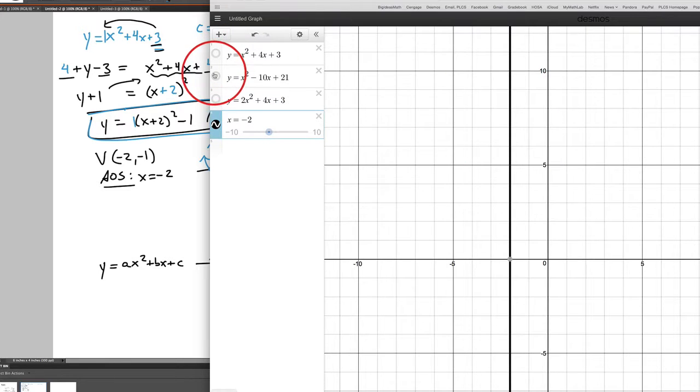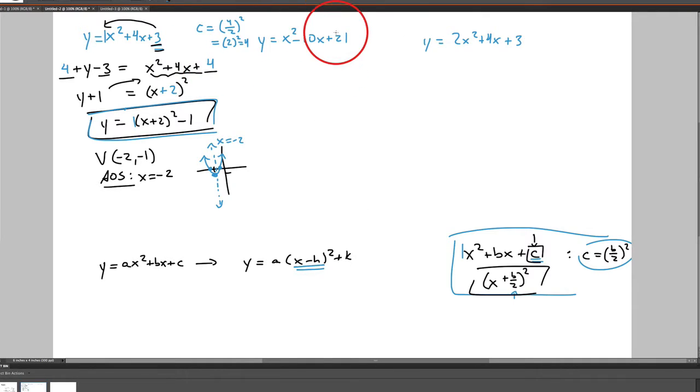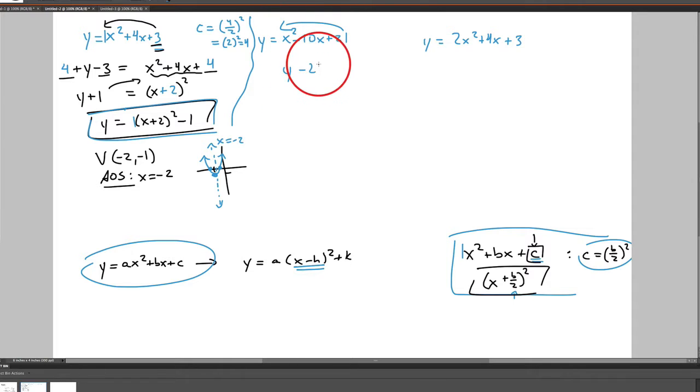Taking a look at our next one, x squared minus 10x plus 21. Maybe I want to write this in vertex form. Currently, it's in standard form. So let's boot the constant: y minus 21 equals x squared minus 10x. I'm going to add on half the middle term squared, but only if our a value is 1. Because it is a 1, let's go ahead and add in half of the middle term squared to both sides.